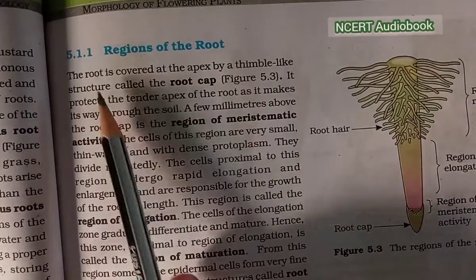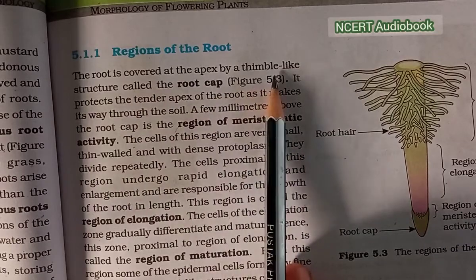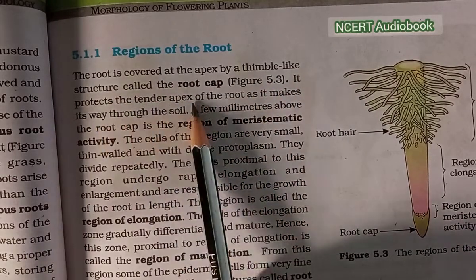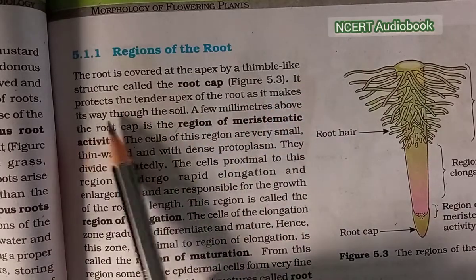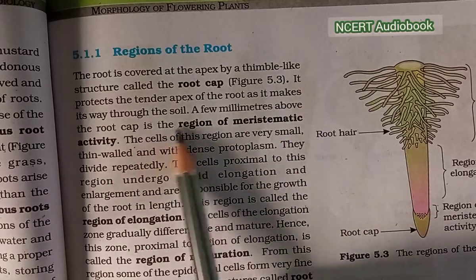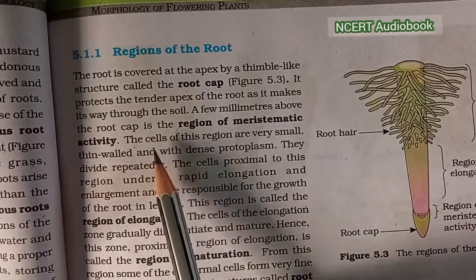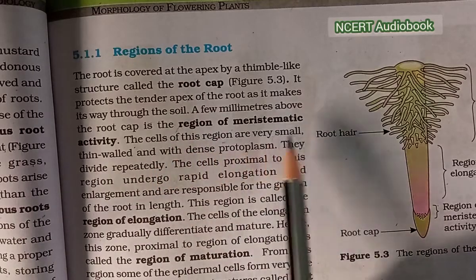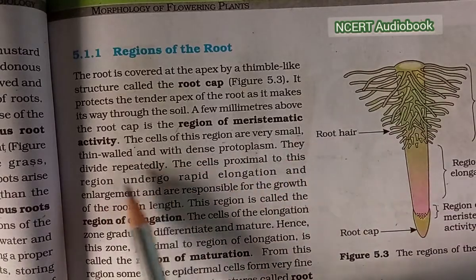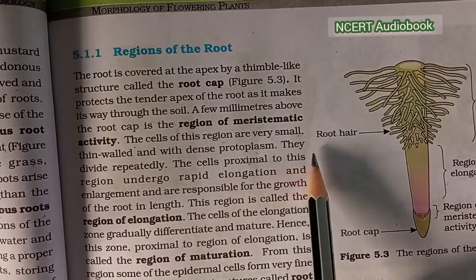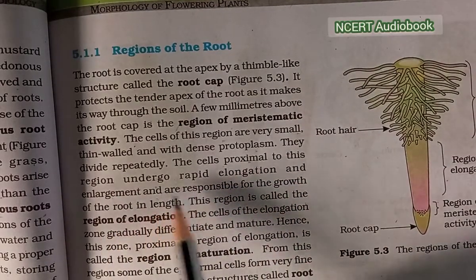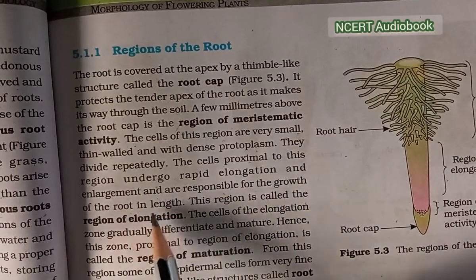Regions of the root. The root is covered at the apex by a thimble-like structure called the root cap. It protects the tender apex of the root as it makes its way through the soil. A few millimetres above the root cap is the region of meristematic activity. The cells of this region are very small, thin-walled and with dense protoplasm. They divide repeatedly.